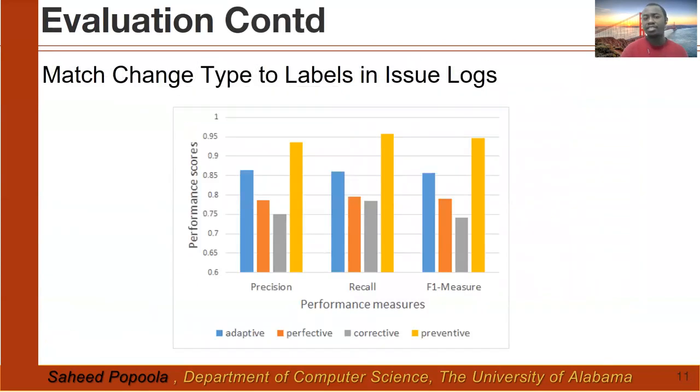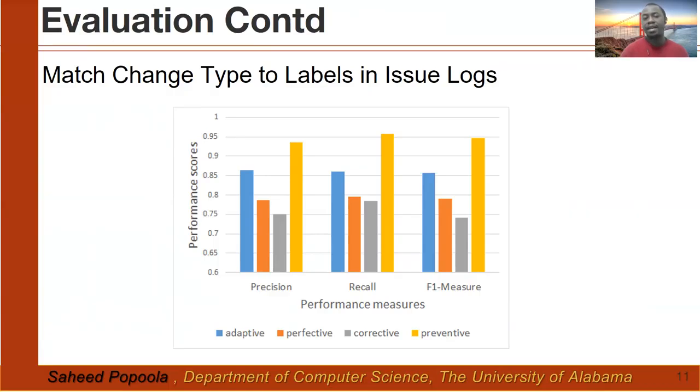Another thing we also did was to match the change type to the labels in the issue logs. Most of the time, every issue has some labels, like maybe this is to fix a bug, maybe this is just for enhancement, maybe this is for correction, and so on. Those kinds of labels can also be categorized into change types. So I want to see, does my predicted classifier, the prediction I made based on the changes and the commit messages, match the labels in the issue logs?